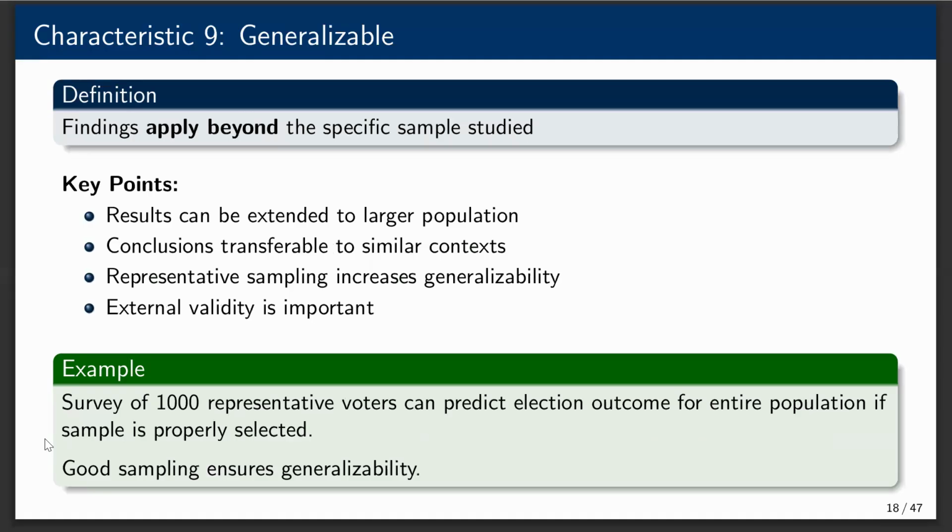Right? Next, characteristic number 9. It should be generalizable. It means findings apply beyond the specific sample studied. What are the key points? Results can be extended to a larger population. Conclusions are transferable to similar contexts. Representative sampling increases generalizability. External validity is important. Suppose, for example, a survey of 1,000 representative voters can predict election outcome for the entire population if the sample is properly selected. So good sampling ensures generalizability.